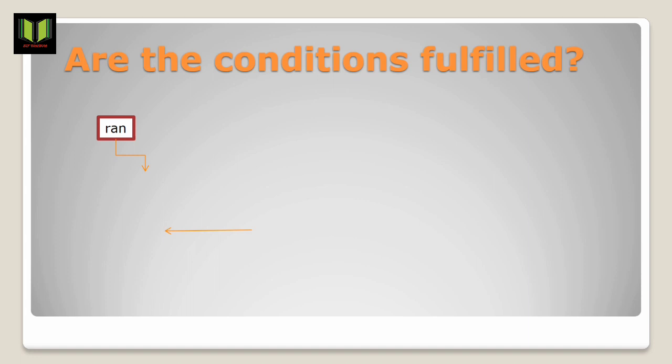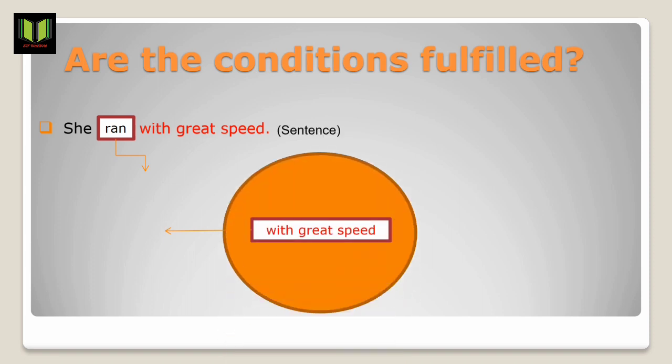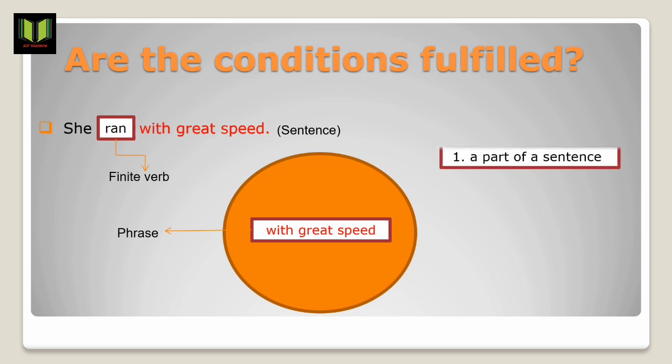Now let's see if the conditions are fulfilled. Let's take another sentence, for example: She ran with great speed. In this sentence, the highlighted part in red ink is with great speed. No doubt it is a phrase. But why are we considering it a phrase and not she ran as a phrase? Well, then we have to consider the conditions. What were the conditions? Number one, that it is part of a sentence. Isn't it so? She ran with great speed is a complete sentence, and with great speed is just part of the sentence.